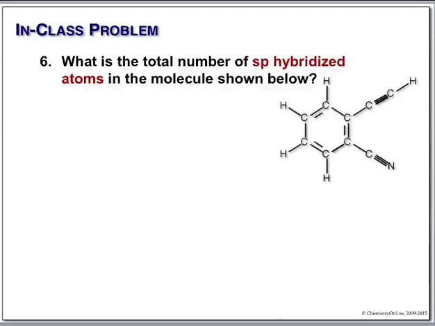All right, how many sp hybridized atoms do we have in this guy? Sp, we recall, is our triple bond with linear geometry, right? So here we have a carbon-carbon triple bond. So that's simple, that's two of them. Here we have a carbon-nitrogen triple bond. All four of these are sp. Nitrogen, remember, has a lone pair of electrons sticking out this way.